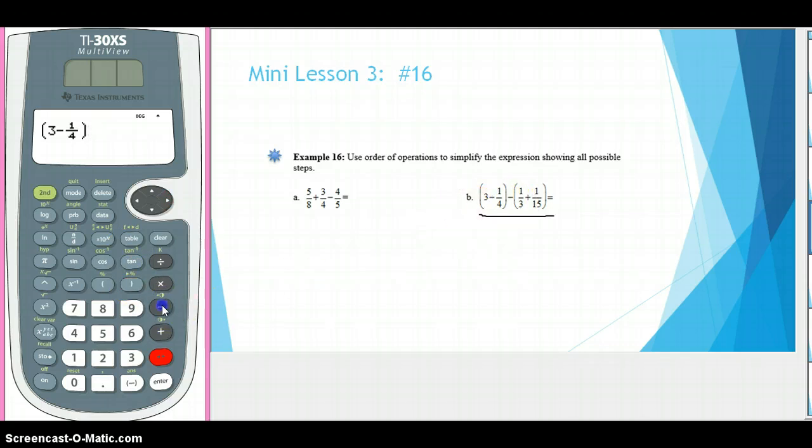Now we have minus. Now we have a new set of parentheses, so this is changing the whole order of operations, so don't leave them out. We have 1/3 plus 1/15. Close the parentheses. Now I'm just double checking it. 3 minus 1/4 minus 1/3 plus 1/15, and we get 47/20. So I'm just going to write that down.